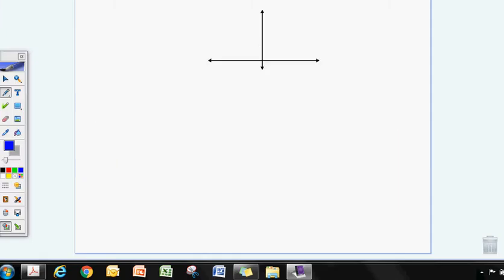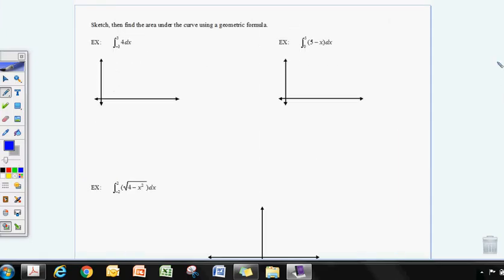So on to the back side. Now that we have some of these kind of weirder shapes, let's take a look at trying to find the exact area under the curve. So first thing that I'm going to do, it says sketch it. So in red, I am going to sketch this, and the function is 4. It is only a horizontal line.